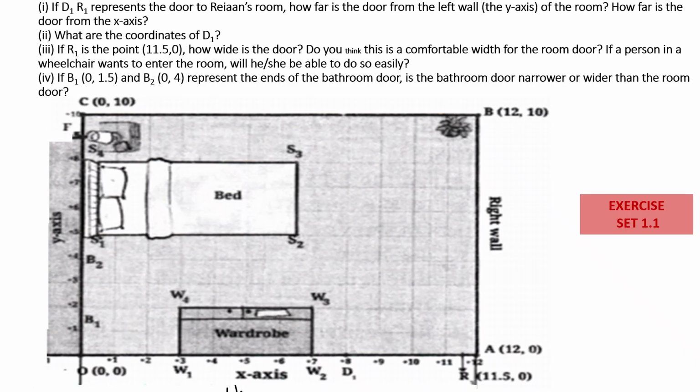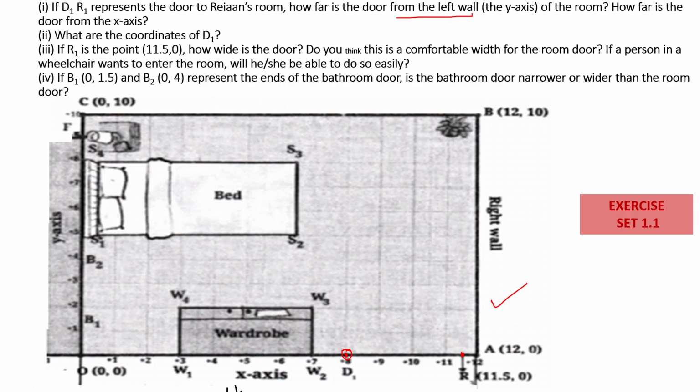Yeah, the first question over here is, if D1 R1, so they have given one picture over here, and D1 R1 represents the door to Rayan's room. So where is D1? Here, over here, and R1 is over here. Okay, how far is the room from the left wall?